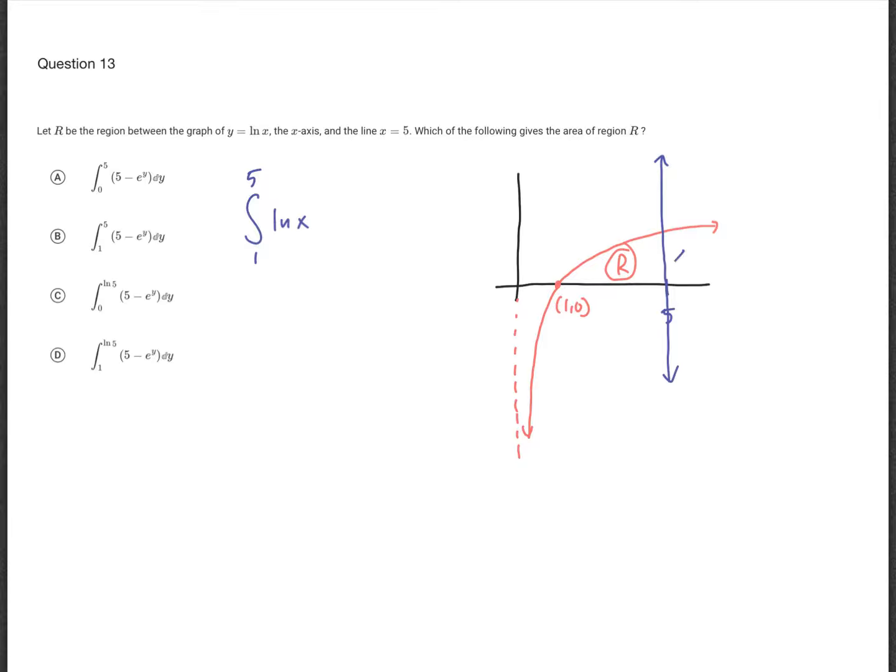So first off, this is already in terms of x. This is x equals 5. But we need to get this function in terms of x. Okay, so we have our function, I'll do it up here, y equals ln x. We want to solve this for x, raise both sides to the e exponent, and then e and ln cancel, so you get x equals e to the y. Okay. So we know when we do right minus left, we'll do 5 minus e to the y.